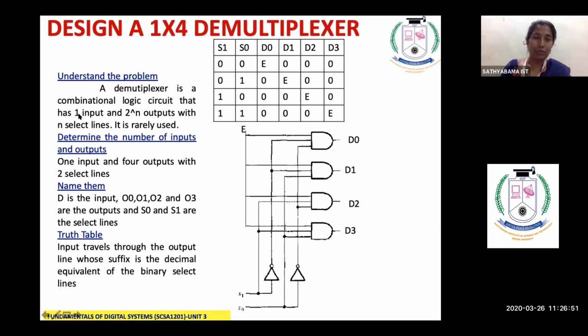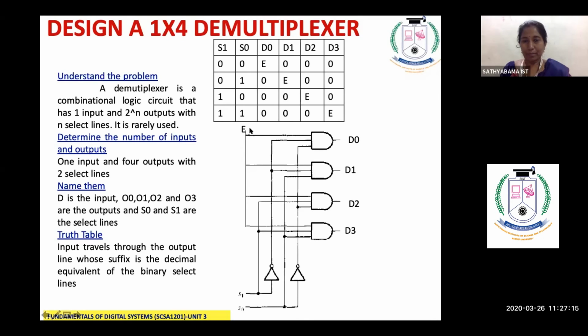So there one output, here one input. 2 power n input, 2 power n output. But the select lines should be the same, n select lines. So we have determined the inputs, outputs, and also the select lines. Now we have to name them. So here I have given output, but here I have given D, your wish. D or O. O I have given because the first letter of output is O.